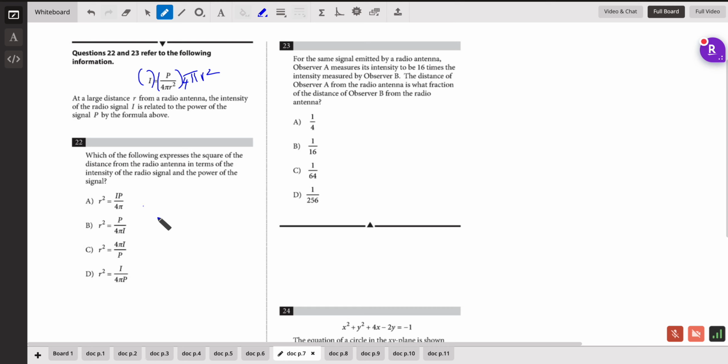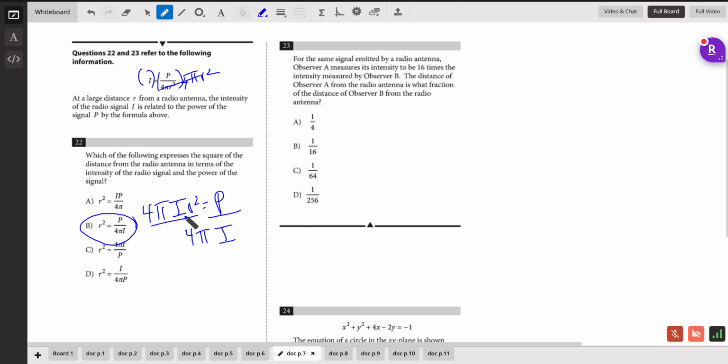So that will give you 4 pi I r squared equals, that'll cancel out on this side, right? P. And then to get rid of the 4, the pi, and the I, I'm going to divide both sides by 4 pi I. So that would be r squared equals P over 4 pi I, which is letter B.